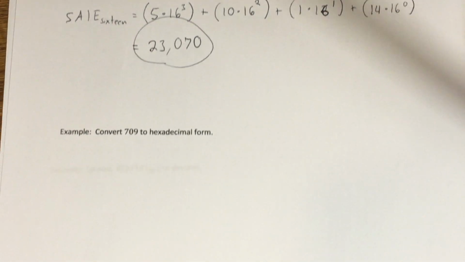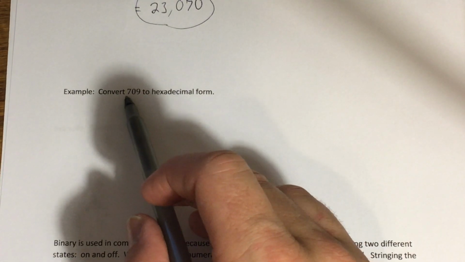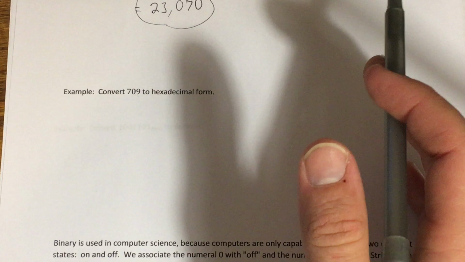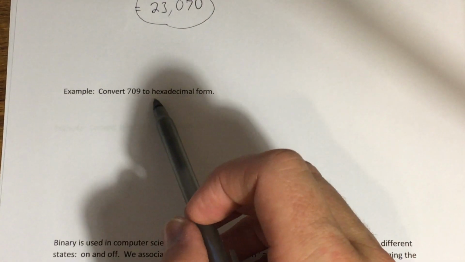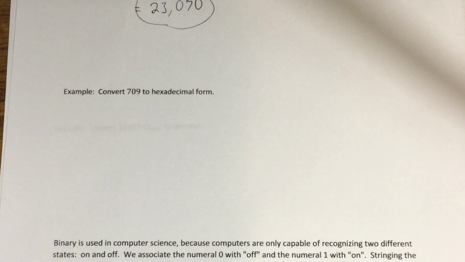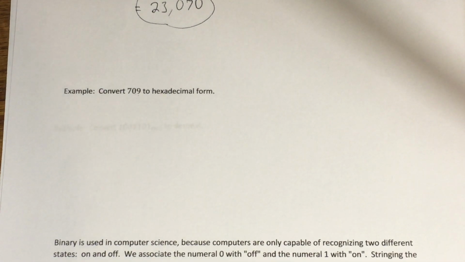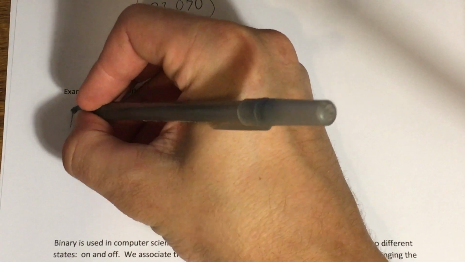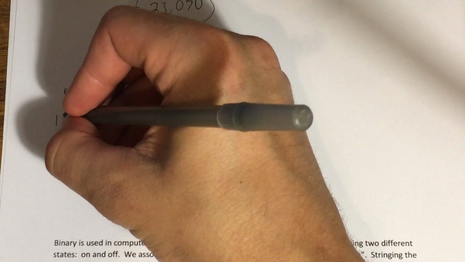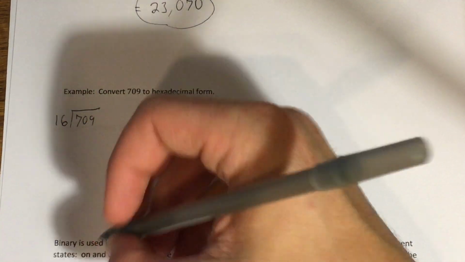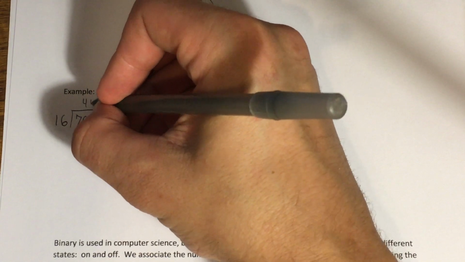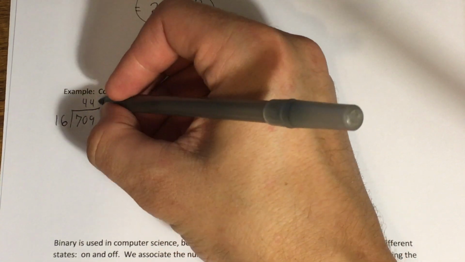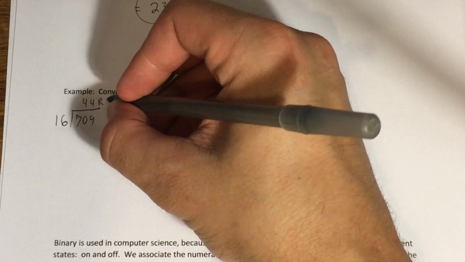We should also be able to go the other direction. So convert, say, for example, the number 709. This is in decimal because there's no subscript given. We want to convert that into hexadecimal, base 16. And again, we use repeated division in order to do that. 709 divided by my number base, which in this case is 16. 16 goes into 709 44 times and is going to leave me with a remainder of 5.